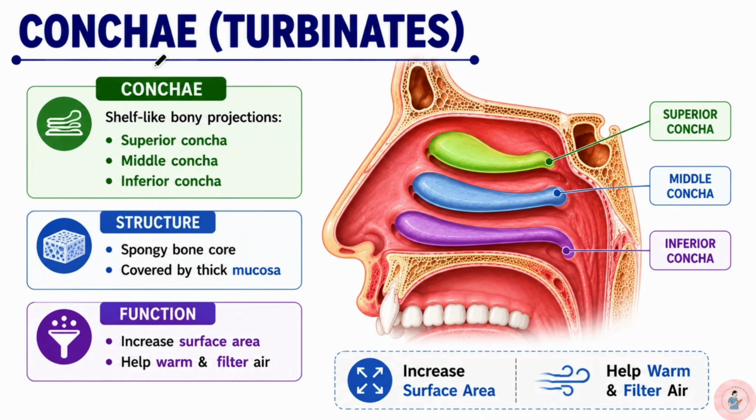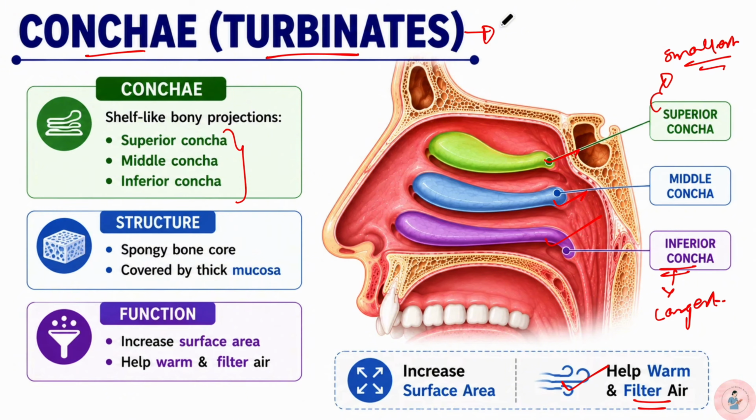Fine. Next we have the concha, which is also called the turbinates. Okay. Their function is to help warm and filter the air. Inside this we have three structures present: the superior concha, middle concha, and the inferior concha. The superior concha is the smallest of the three, whereas the inferior concha is the largest one.